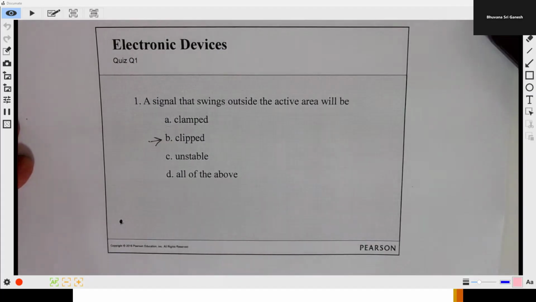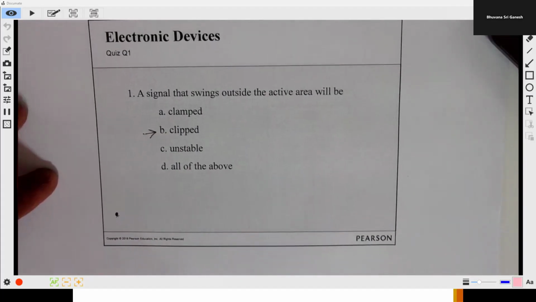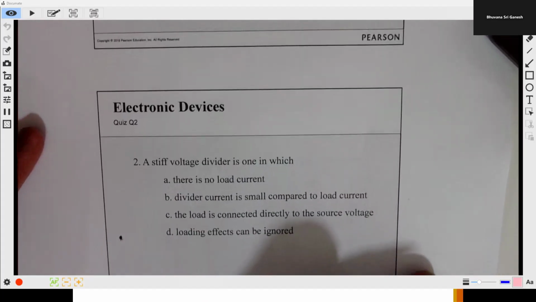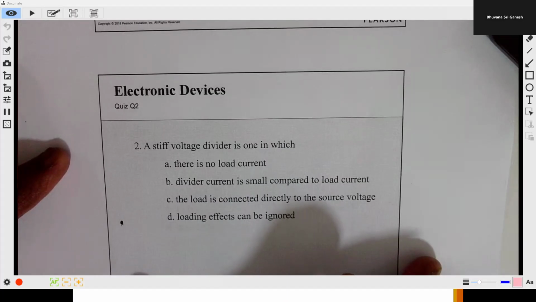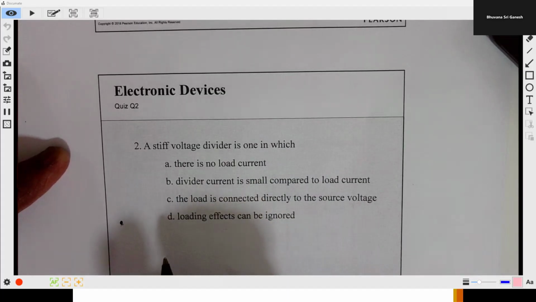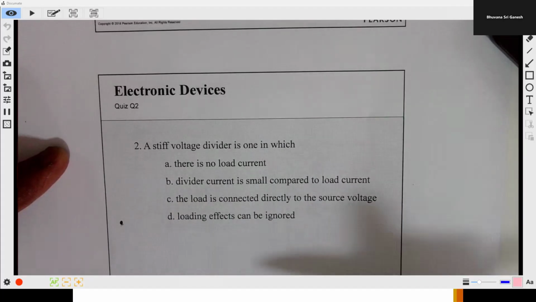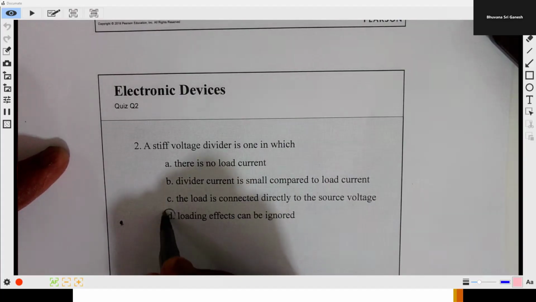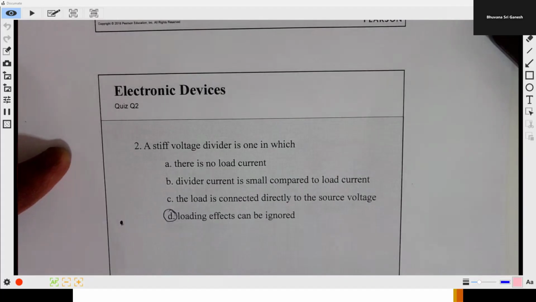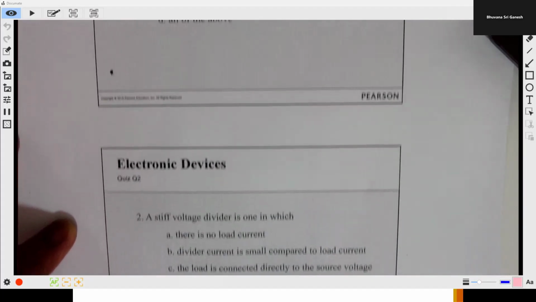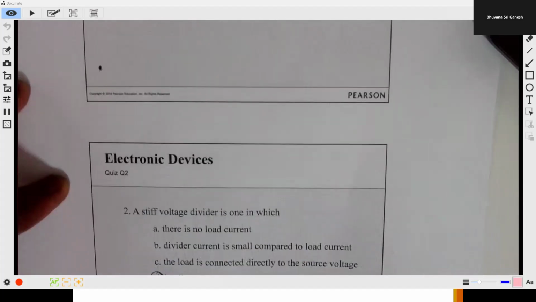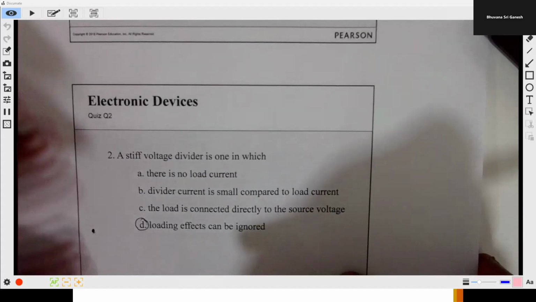For the specific area that is going to be cut off, you refer to the slide. The next thing is a stiff voltage divider is one in which the maximum current will flow to the resistor R2 and the current into the base of the transistor will be minimum. So in that case loading effects can be ignored. For this also refer to the slide. It's explained there, and here the loading effects could be ignored. Next question.